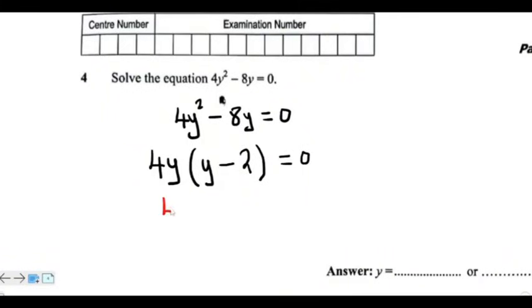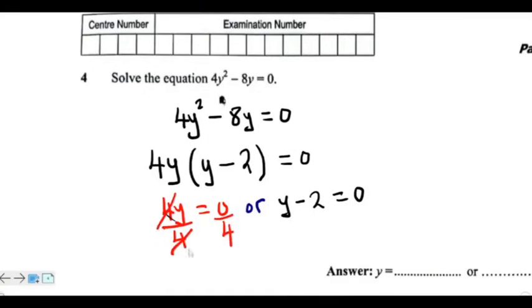So you are going to write like this. You say 4y is equal to 0, or y minus 2 is also equal to 0. Now from here we can solve this one. So for this one, we are going to divide by 4 because we want to find the value of y. So this 4 and this 4 you cancel. Therefore, y is equal to, 4 into 0, it's a 0. So here, y is equal to 0.